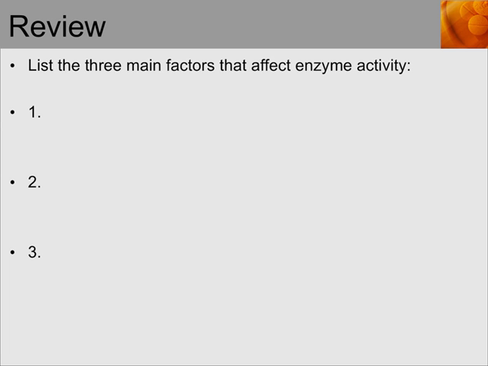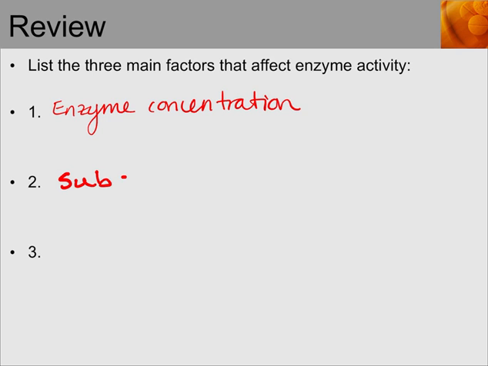Okay, so let's list those 3 main factors. One of them was enzyme concentration. Remember, the rate of the reaction will increase the more enzymes that are available to help with the reaction. The next one was substrate concentration. Remember, the goal here is to produce product. So the more substrate that's available to react with, the more product you'll produce, so the rate of the reaction will increase. Of course, remember that there is a maximum point at which that works, because it does still also depend on enzyme concentration.